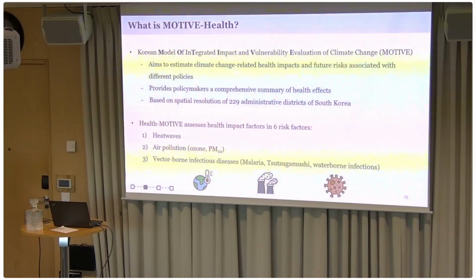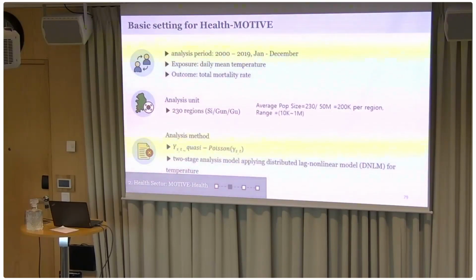And then we have 230 local governments. So our population size of Korea is like 50 million. So on average, the population size is 200K per each region. But there are big heterogeneity in terms of population size. Smallest is 10K and largest is like 1 million. So huge difference in terms of population size for the analysis unit.